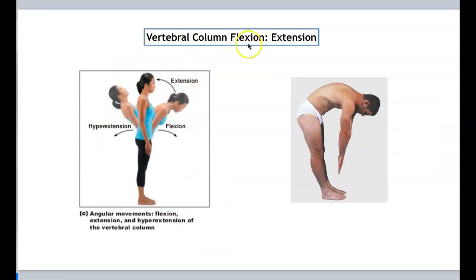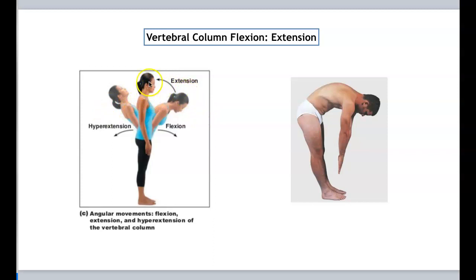So here we have the vertebral column. So your back, the vertebral column. In the anatomical position, you're standing straight. If you bend forward, forward is going to be flexion. If you stand back up, that is extension. And then if you continue to bend back, that is hyperextension.